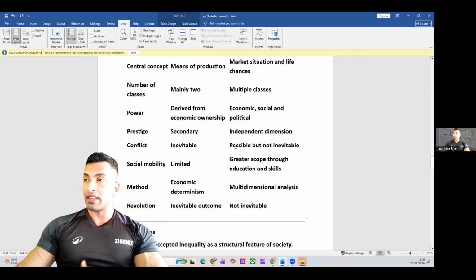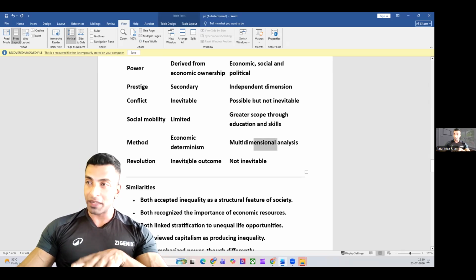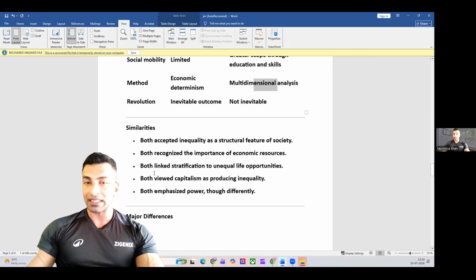Conflict, according to Marx, is inevitable. Here it is possible, but not inevitable. Then comes social mobility. For Marx, it's limited as there are only two classes, but here there is greater scope through education and skills. When it comes to the method, it is economic determinism for Marx, and a multidimensional analysis for Weber. Revolution is the inevitable outcome for Marx, but that's not inevitable for Weber. So that's the comparison you can make.